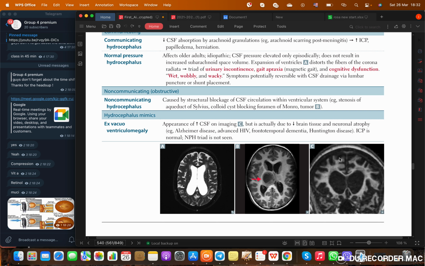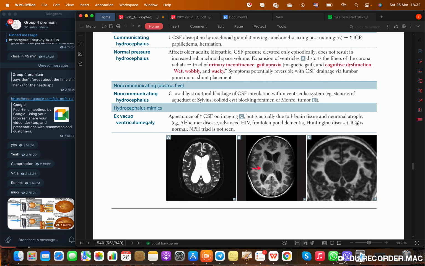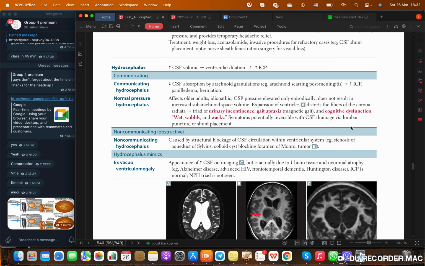Decrease in the brain mass will allow the CSF to increase in the surrounding. For example, when the caudate nucleus disappears in Huntington's, the lateral ventricles have more chance of becoming bigger. Intracranial pressure is normal in ex vacuo ventriculomegaly because it's not a true hydrocephalus. NPH triad is not seen. So what is NPH triad? NPH triad is the normal pressure hydrocephalus triad that we'll speak about in a moment.